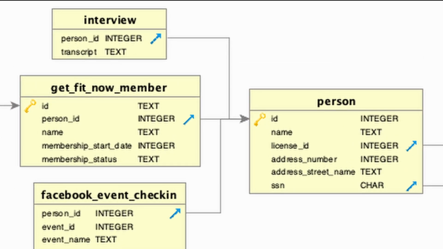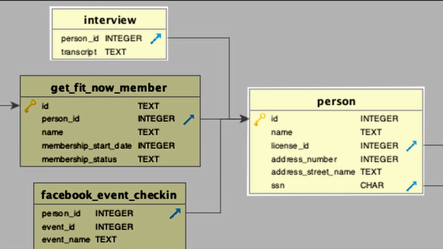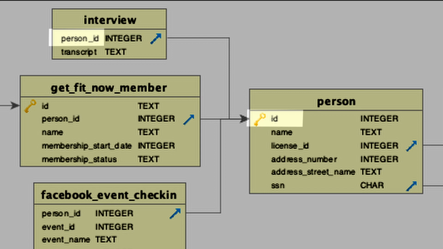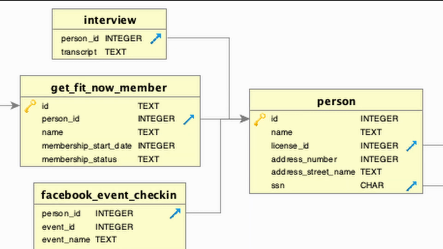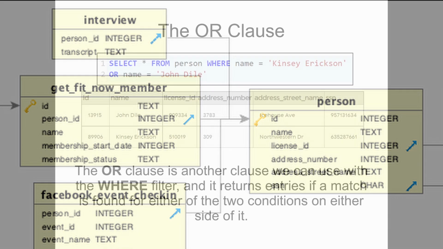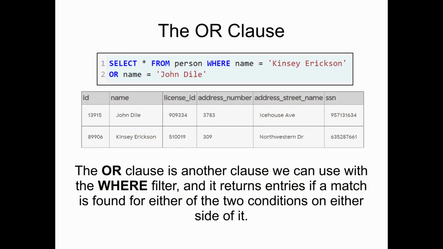In order to query the SQL system to retrieve the witness interviews, we'll need to connect the person and interview tables. We see that the interview table is connected to the person table through the person ID and ID columns, respectively. With this information, we can use a join query to retrieve the witness interviews. But there's one last thing we need to go over before we do that. The OR clause is another clause we can use with the where filter, and it returns entries if a match is found for either of the two conditions on either side of it.